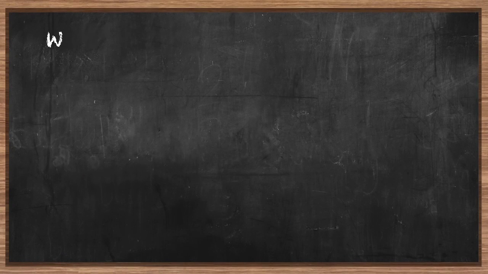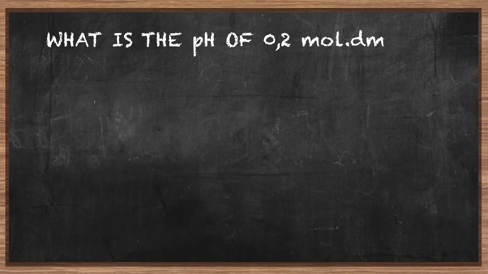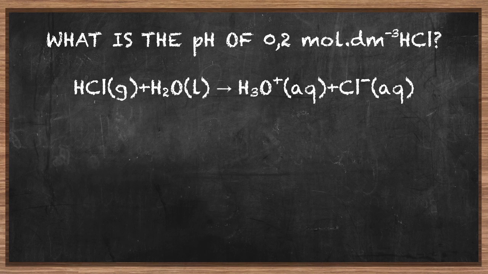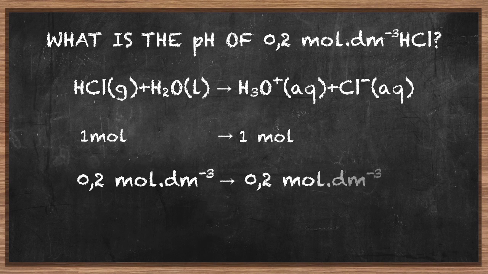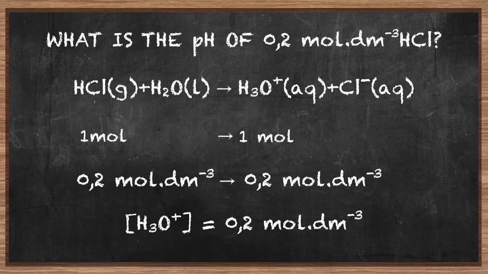Let's try a calculation for 0,2 mole per cubic decimeter hydrochloric acid. Hydrochloric acid is a strong acid. It ionizes completely in water. Writing the ionization equation, we see that the same number of moles of hydronium ions form for each mole of hydrogen chloride gas. The concentration of hydrogen chloride gas is 0,2 mole per cubic decimeter. Therefore, the concentration of hydronium ions in solution is 0,2 mole per cubic decimeter.